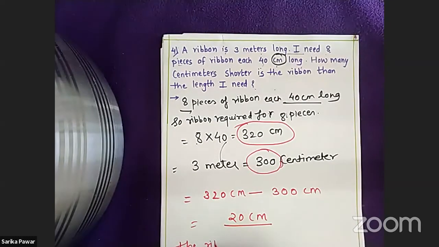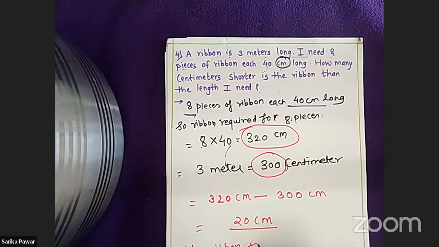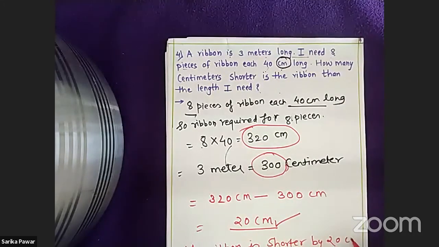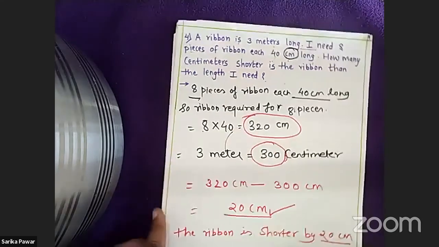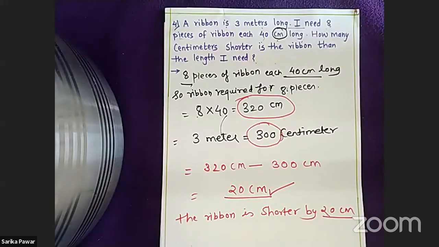We can say the given ribbon is shorter by 20 centimeter. Okay. All of you got the answers? Once again, I am revising this topic to you. This question is a little bit different.